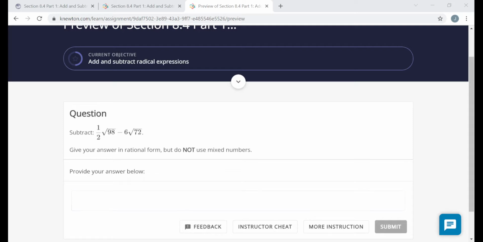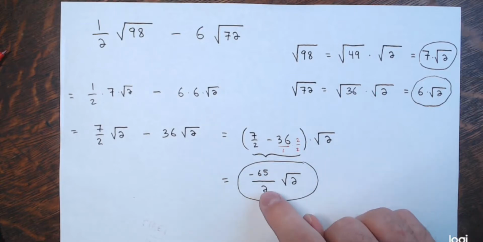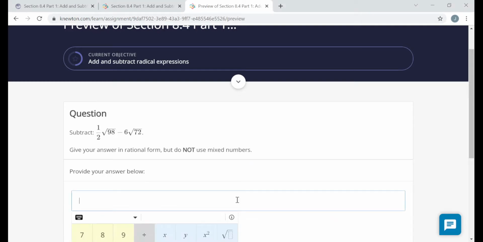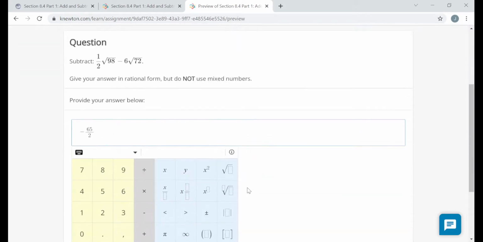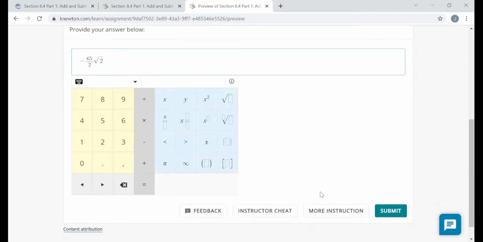And it says, give your answer in a rational form, with fractions, do not use mixed numbers. What they mean by that is, I had the 65 halves here. What they mean is don't change that to a mixed number. Don't change that to 32 and a half. Leave things as fractions. Leave things in rational form. That's what that meant. So I'm entering now, negative 65 halves times, and then next to it the square root of 2. And that should be all.